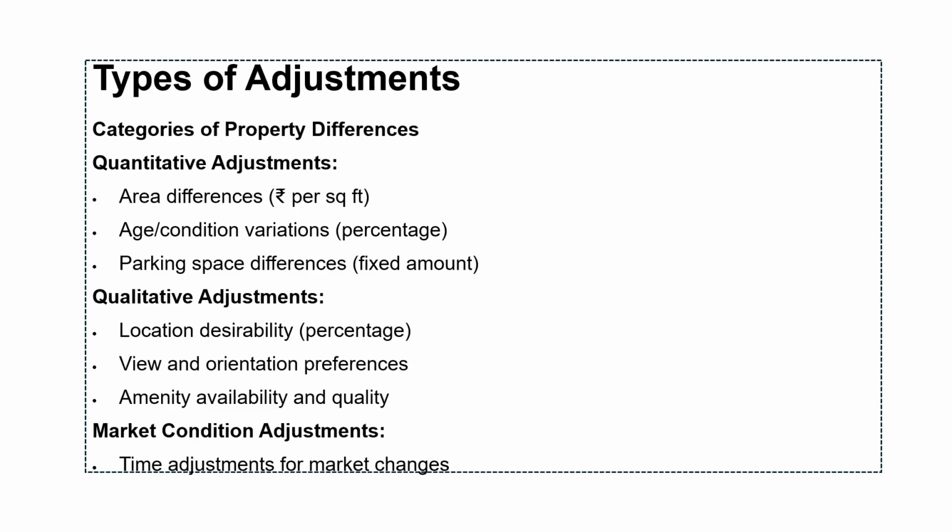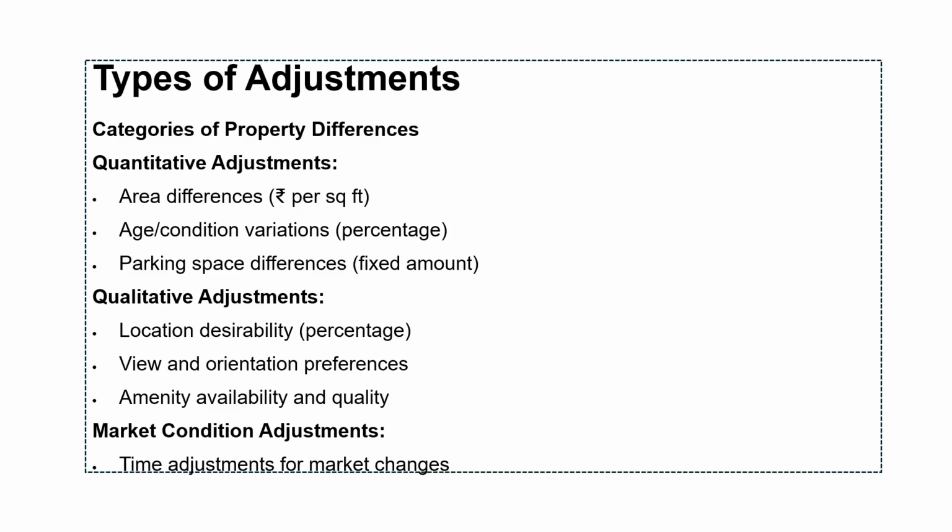Now, categories of property differences. So age difference, per square feet, how different the area is. That age condition variation, what percentage is the difference between the age of the properties. Then parking space differences, that is becoming a very important issue nowadays in metropolitan cities. So that difference is also taken. These are the quantitative adjustments we are doing.